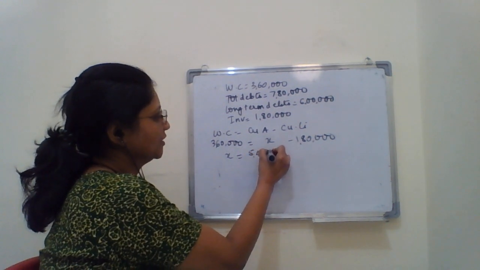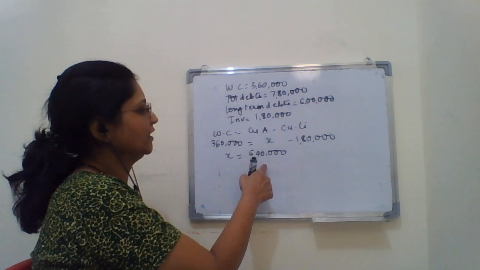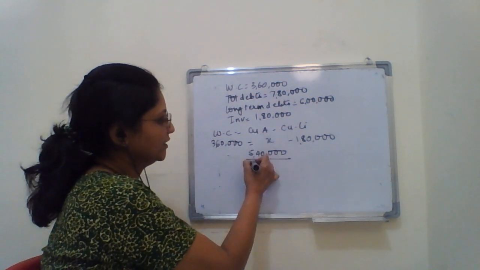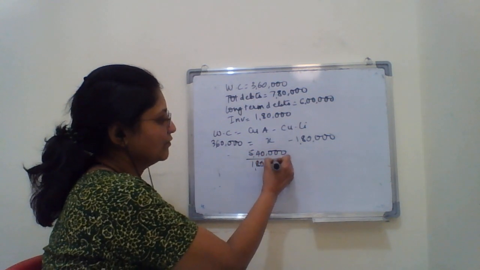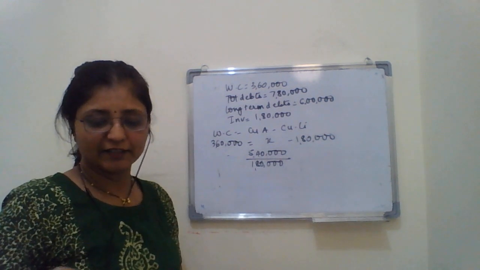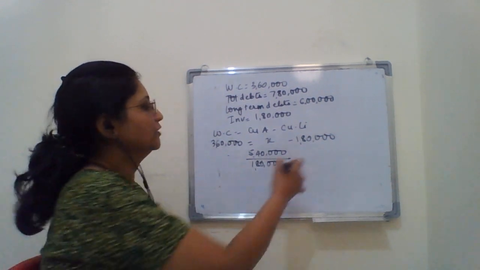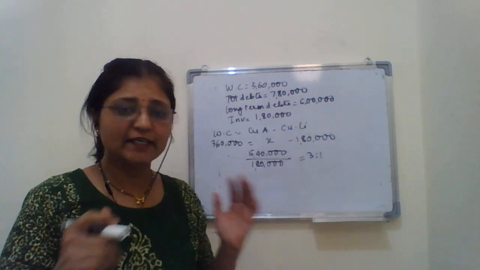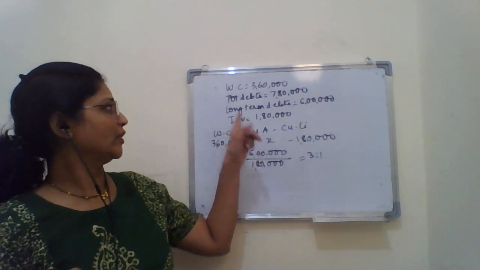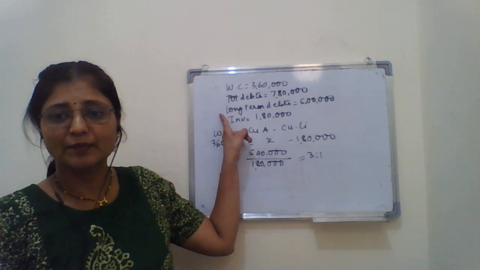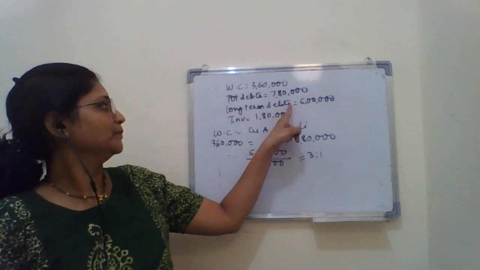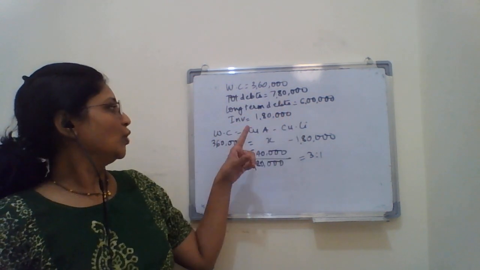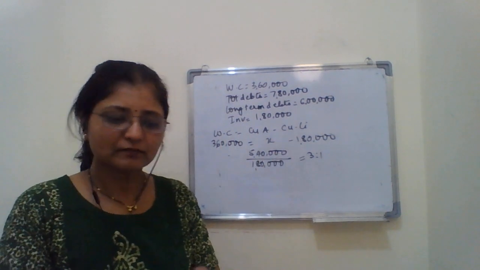So current assets became 5,40,000 divided by current liabilities, that is 1,80,000, will give you the current ratio. So current ratio is 3:1. So these formulas have to be remembered. The key starting point is total debts minus long term debt will give you current liabilities. And the working capital formula.